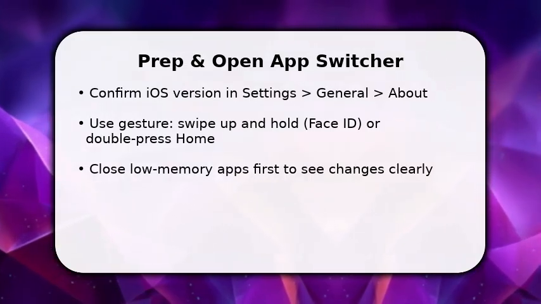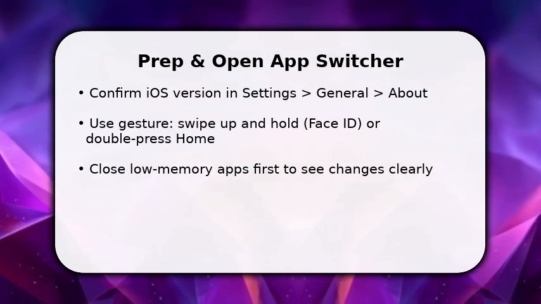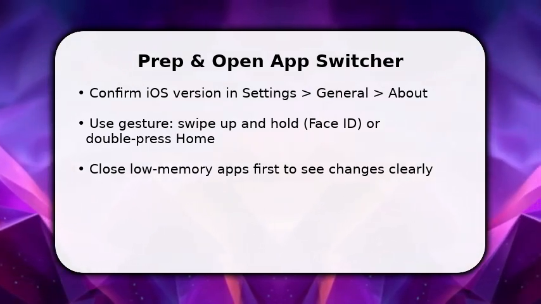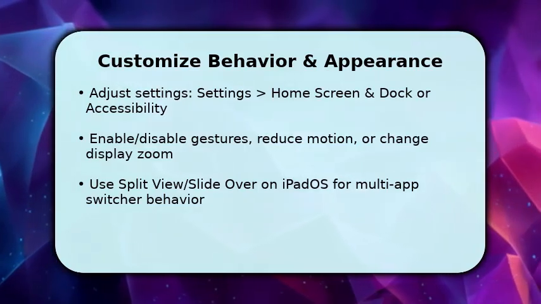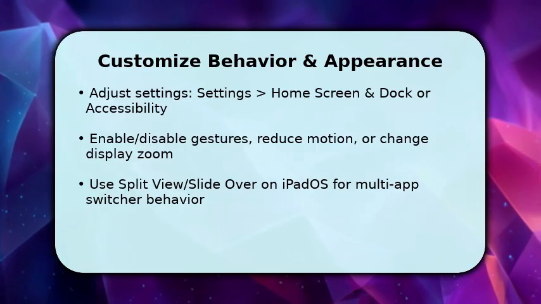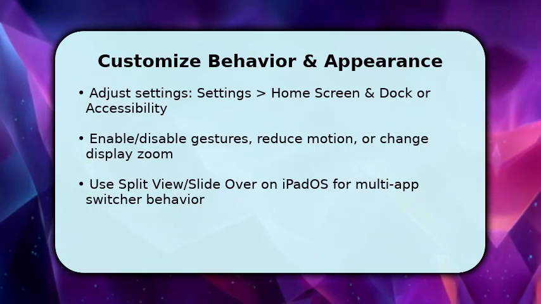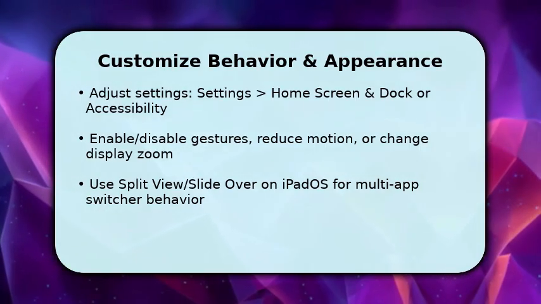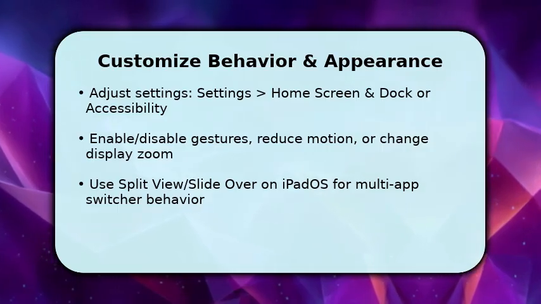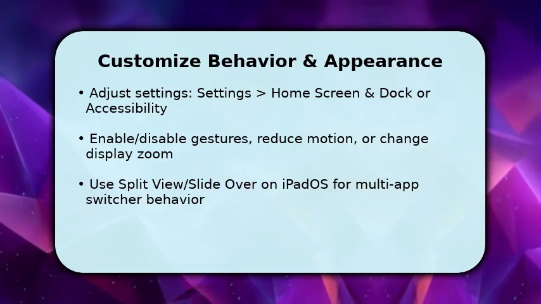You now change how the switcher behaves by diving into Settings and Accessibility. First, open Settings, Home Screen and Dock to adjust app appearance and possible multitasking toggles. On iPhone, this controls layout cues. Next, go to Accessibility, Motion and toggle Reduce Motion to alter animation speed. This affects how cards appear and disappear. On iPad, use multitasking options to enable split view or slide over.